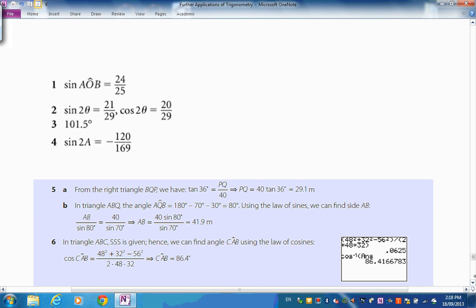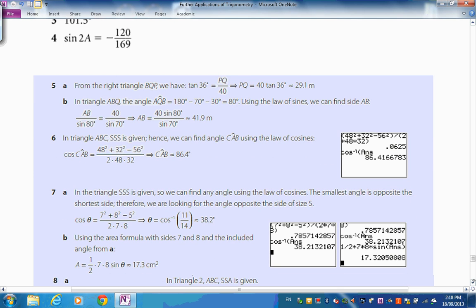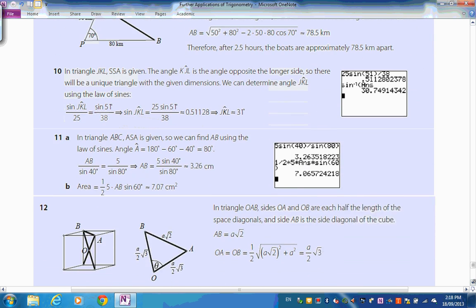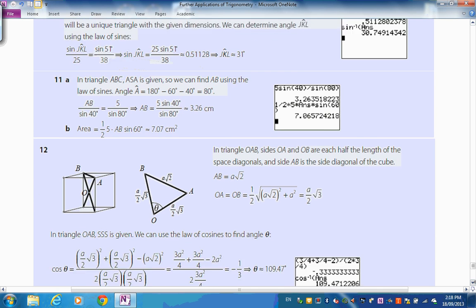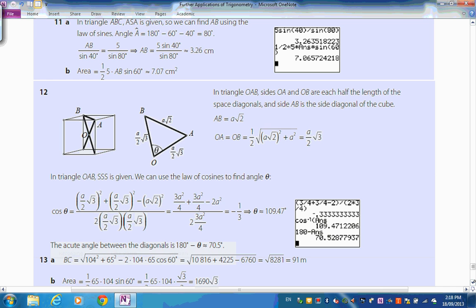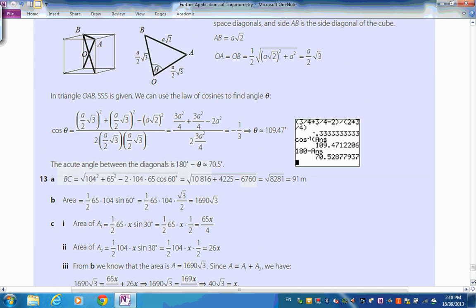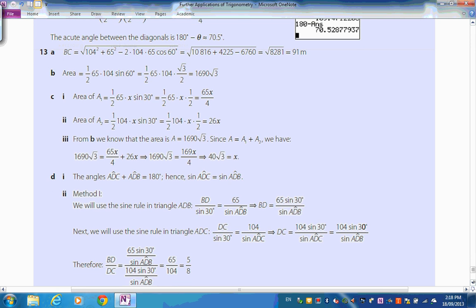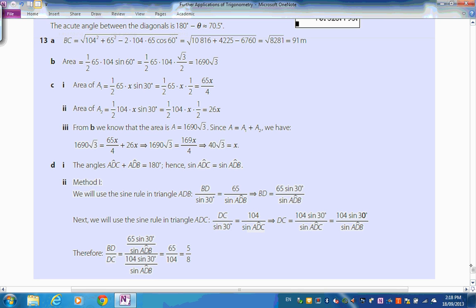Here they are. Question 1 to 4, not the fully worked solutions, just the answers there. 5, 6 and 7. 8 and 9. 10 and 11. 12. 13. 13 is fairly long there. That completes 13. Fairly big problem. Work on that one and see if you can get through it.